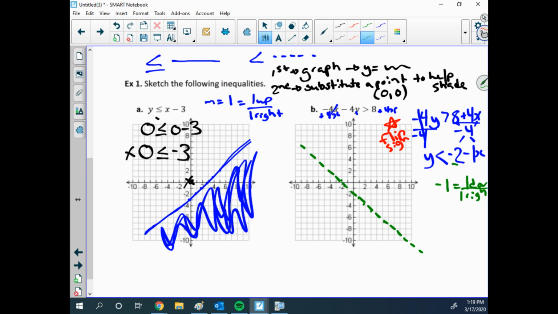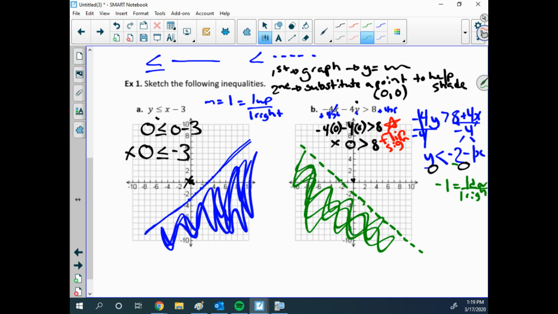The last thing I need to do is determine what area I'm going to shade in, because I have two variables here, and I'm going to choose the point 0, 0 like I always do. Now I can choose to substitute 0 and 0 into here, or I can substitute 0 and 0 into there. It doesn't really matter. I'm just going to do it into here because I know that I didn't mess up rearranging. So when I put this in, negative 4 times 0 minus 4 times 0, is that greater than 8? Well, the question is, is 0 greater than 8? No. So I'd have to shade in everything on the other side because that point does not fit into the solution set.